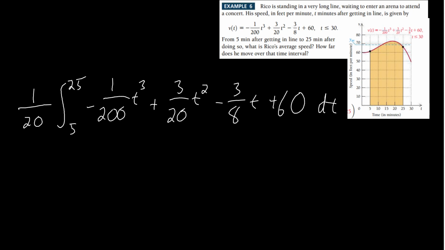Let's just do it. So we're going to have 1 over 20, and if we integrate this, we can integrate each individual term. So it's going to be t to the fourth, and that 4 goes in the bottom, so we're going to have negative 1 over 800 t to the fourth, plus the 3 divided by 3, so 3 goes in the bottom.